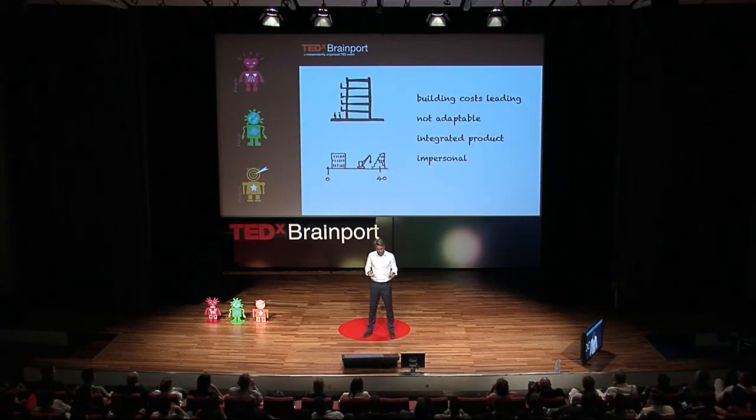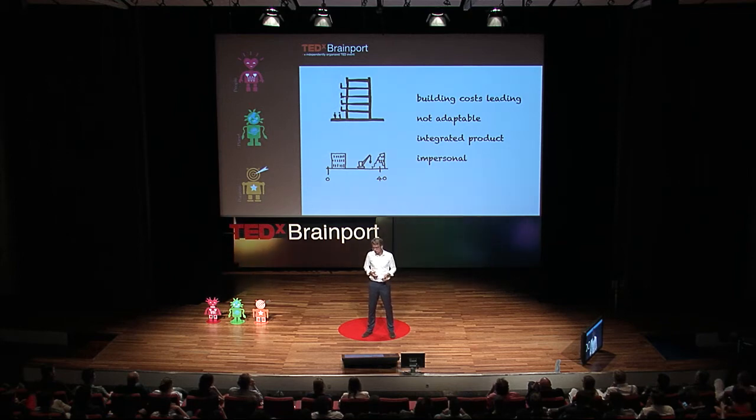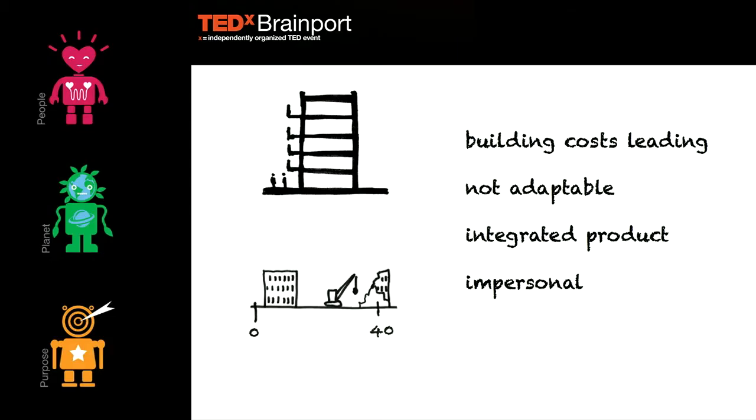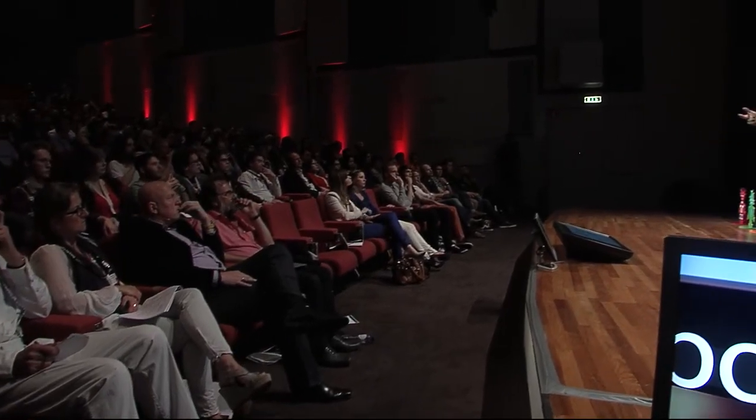So if you look at architecture and the industrial age design approach, it's all about building costs, the purchase of the building. And there's a problem if you want to use sustainable techniques, because they make the building costs higher, and they will be paid back. But if your business case is about the building cost, lots of these techniques don't make it through the design phase. And buildings are very badly adaptable, because it's an integrated product.